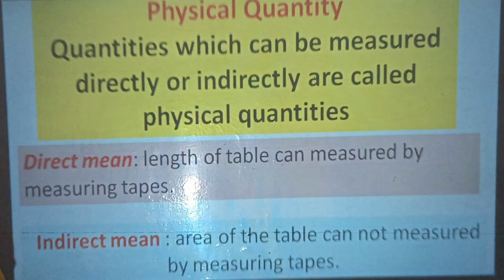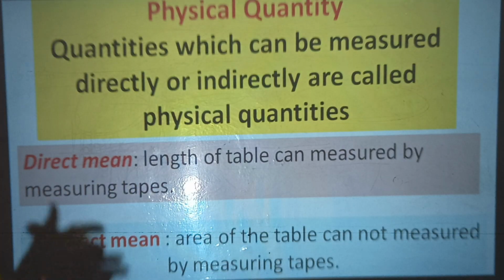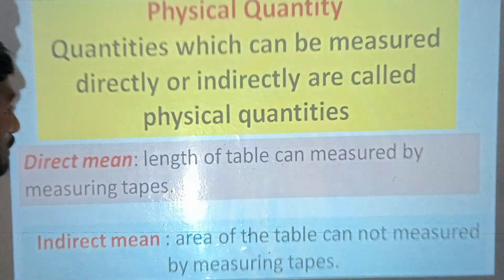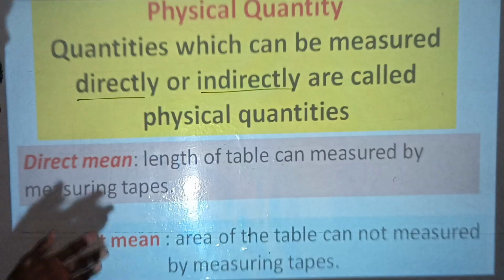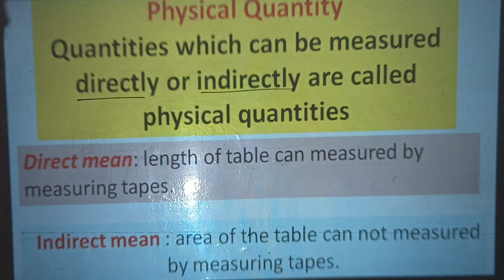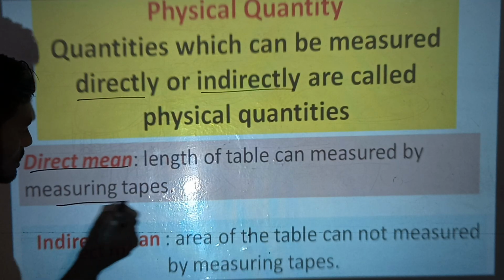Point out, my dear students, I want to say that here, those types of quantity that can be measured directly or indirectly. Now here the point is, what is directly and what is indirectly? Okay, so directly means likewise measurement of the table. By using the measuring tape you can measure the distance, I can say the length, of the table by using generally the measuring tape.